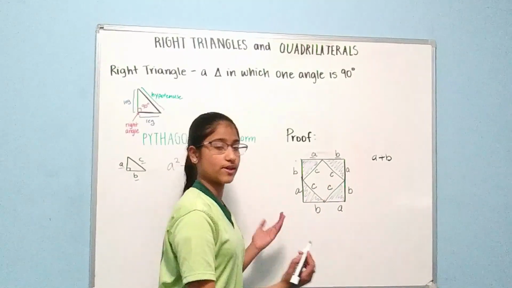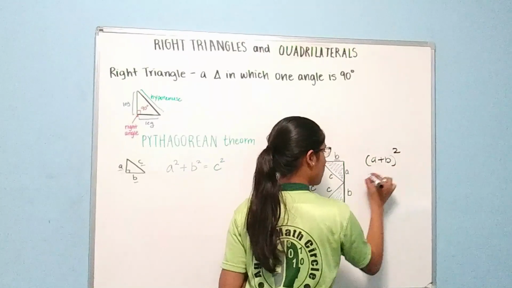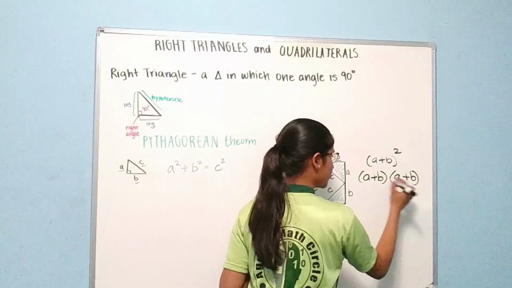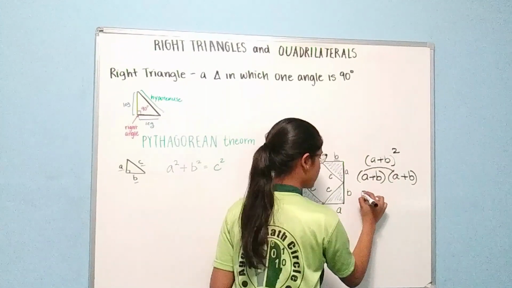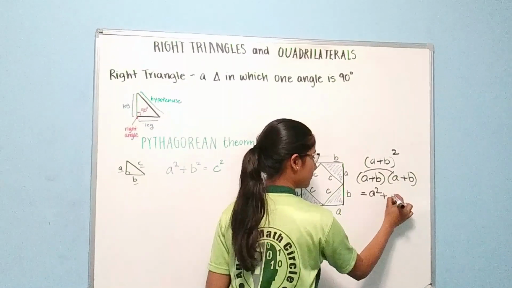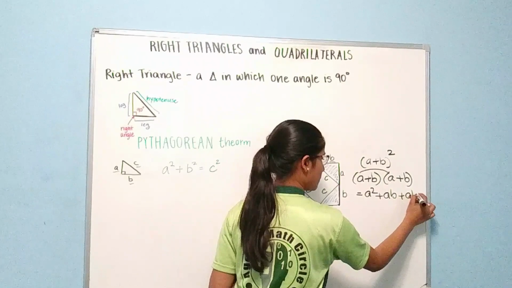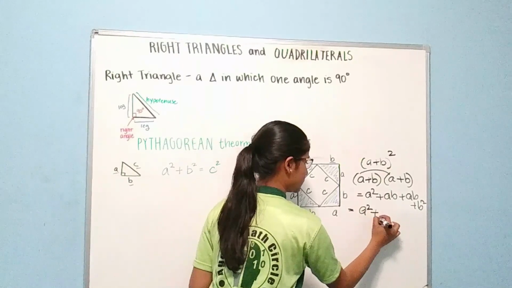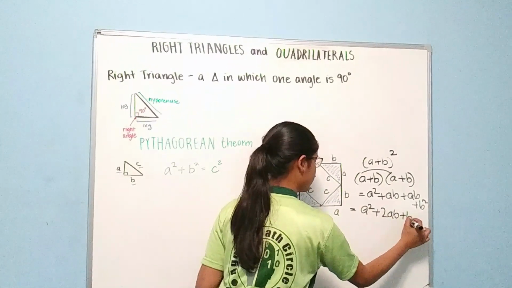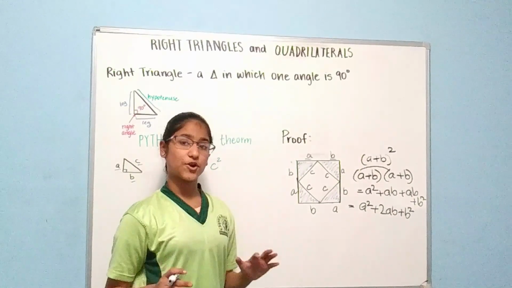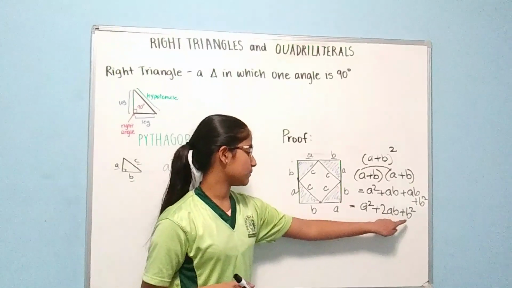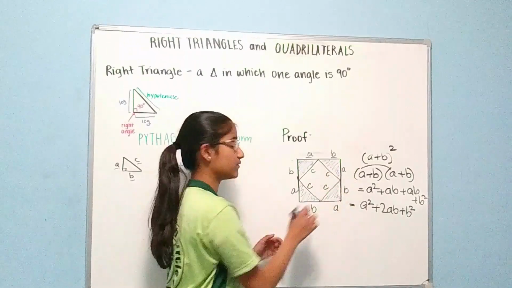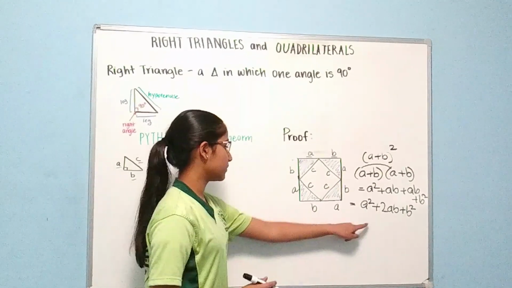S is A plus B, so that's A plus B squared, or A plus B times A plus B. You can distribute: A times A, which is A squared, plus AB, plus BA, which is also AB, plus B squared. And that's basically A squared plus 2AB plus B squared. So we know that the area of the outer square is A squared plus 2AB plus B squared. Now we need to subtract the area of each of the individual shaded parts from the overall square.